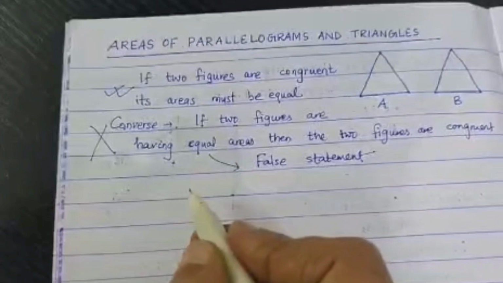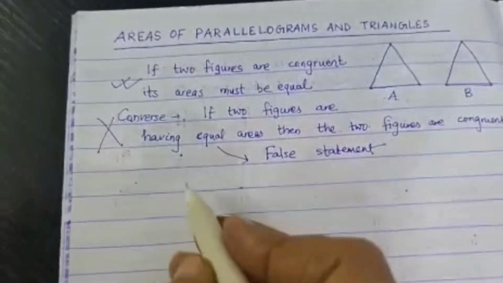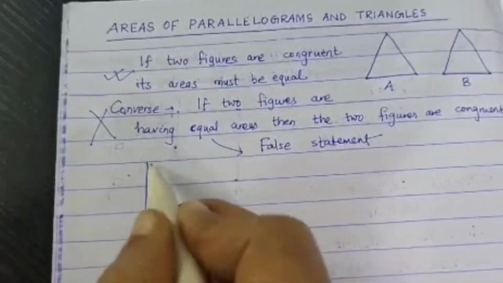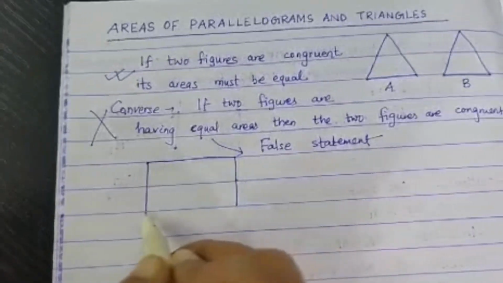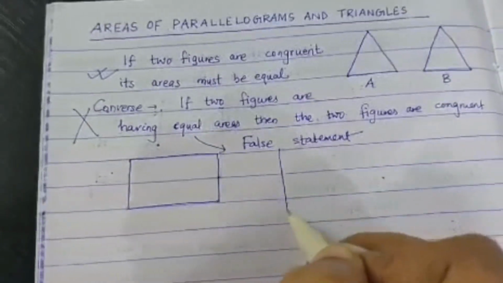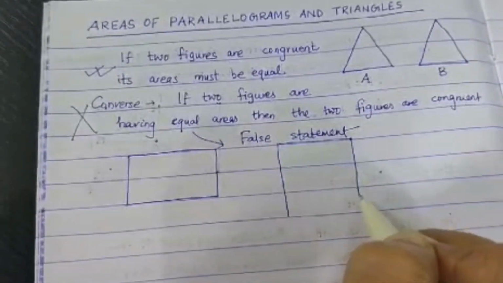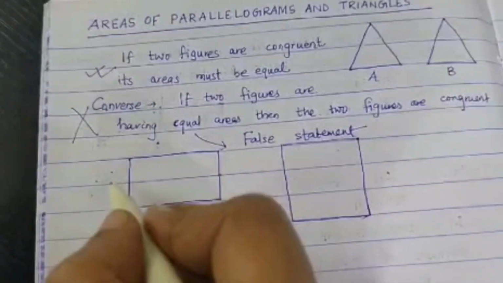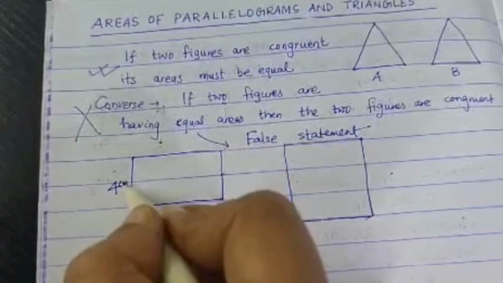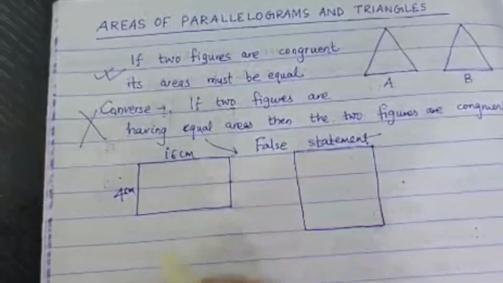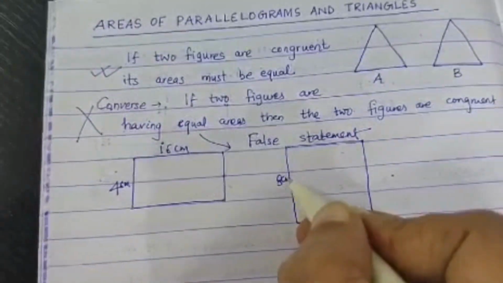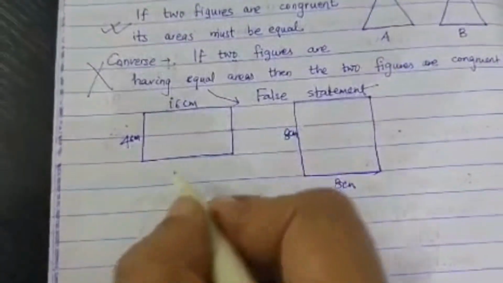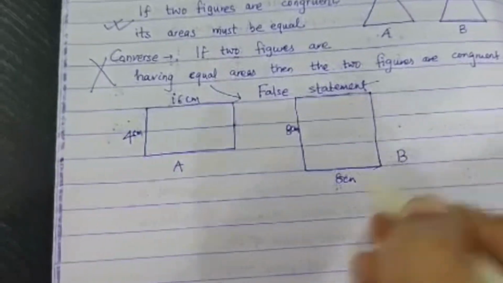Now let's understand how we can say this. Suppose we have two figures. One is a rectangle, like this, and one is a square, like this. Let us suppose this is 4 centimeter and this is 16 centimeter. This is 8 centimeter, and this is a square, so all the sides will be equal, 8 centimeter. This is figure A, this is figure B.